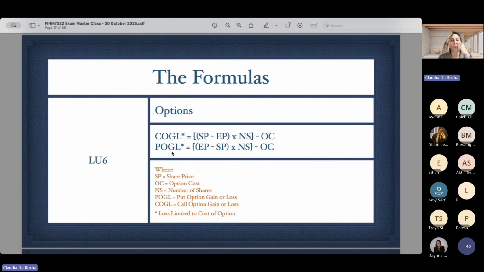What must be noted though is that any loss is limited to the cost of the option. It's very important that you understand that when you enter into options, you cannot have a loss beyond what you spent. That is one of the benefits of going to options. It minimizes the risk that you take on.